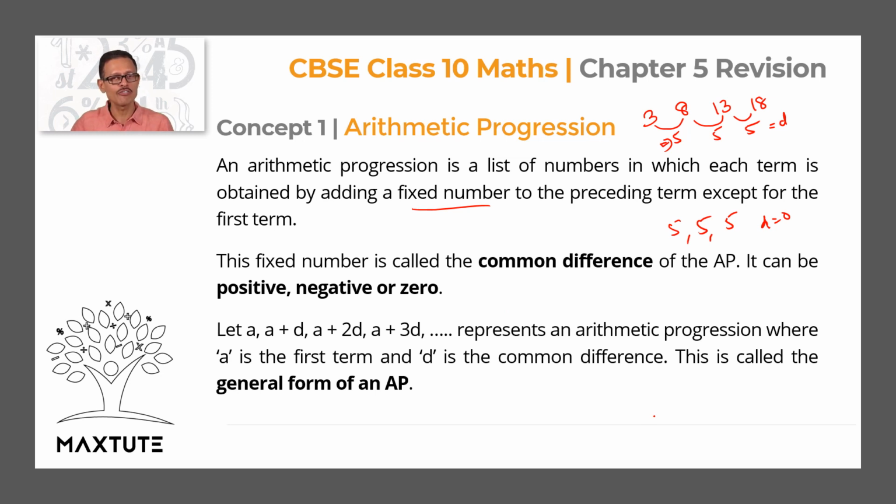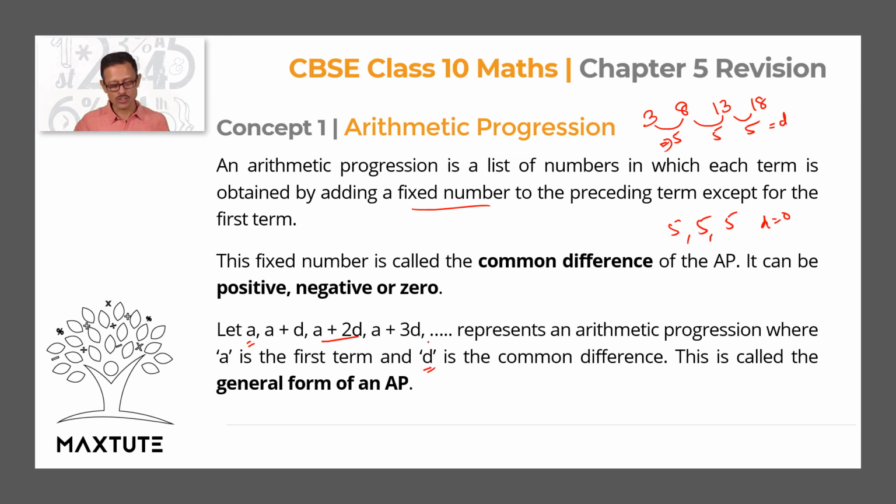Now, what is the general form of an AP? The first term, let's say, is a. The common difference we said is represented by the letter d. The second term is adding one common difference to the first term. Now, I add one more common difference to it, I'll get the third term. So it's a plus d plus d, which is a plus 2d. The fourth term is going to be a plus 3d.